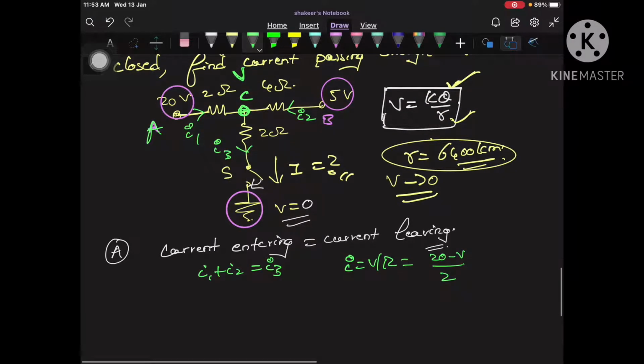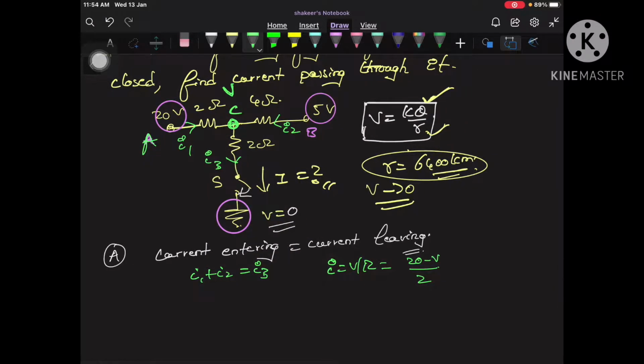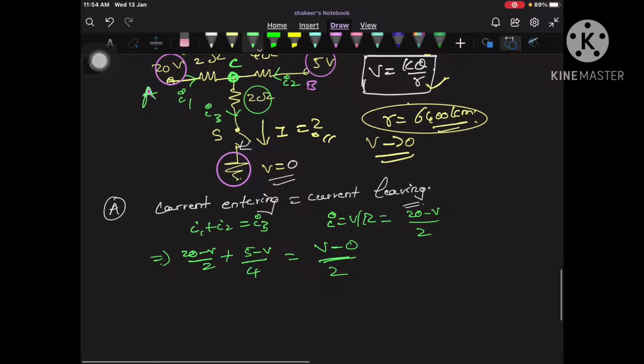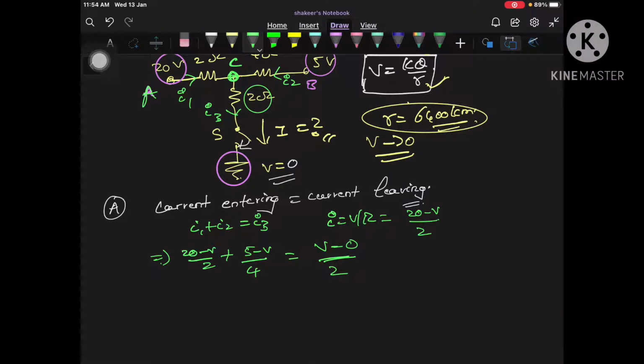Similarly, I substitute in the relation I1 plus I2 is equal to I3. I1 value is 20 minus V divided by 2. Now what is the I2 value? 5 minus V divided by the resistance, which is 4. This is equal to I3. What is I3? The potential at point C is V, and the potential at the end of this switch is 0, so V minus 0 divided by the resistance we encounter, which is 2. Clear? If I do this calculation, I will get the equation for the potential at point C. I am simplifying this one.